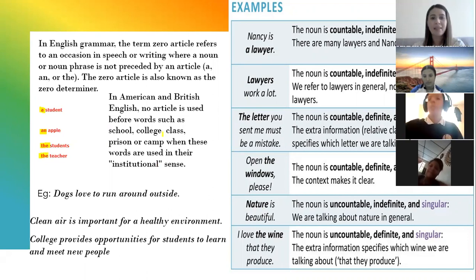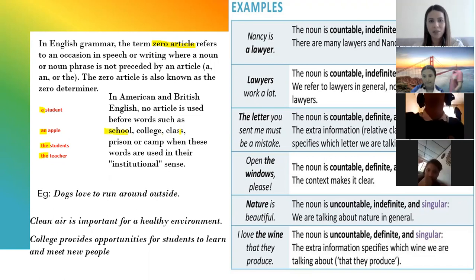But we have to talk about zero article. El artículo cero, you mean? Well, in American and British English, no article is used before words such as school, college, class, prison, or camp, when these words are used in their institutional sense.